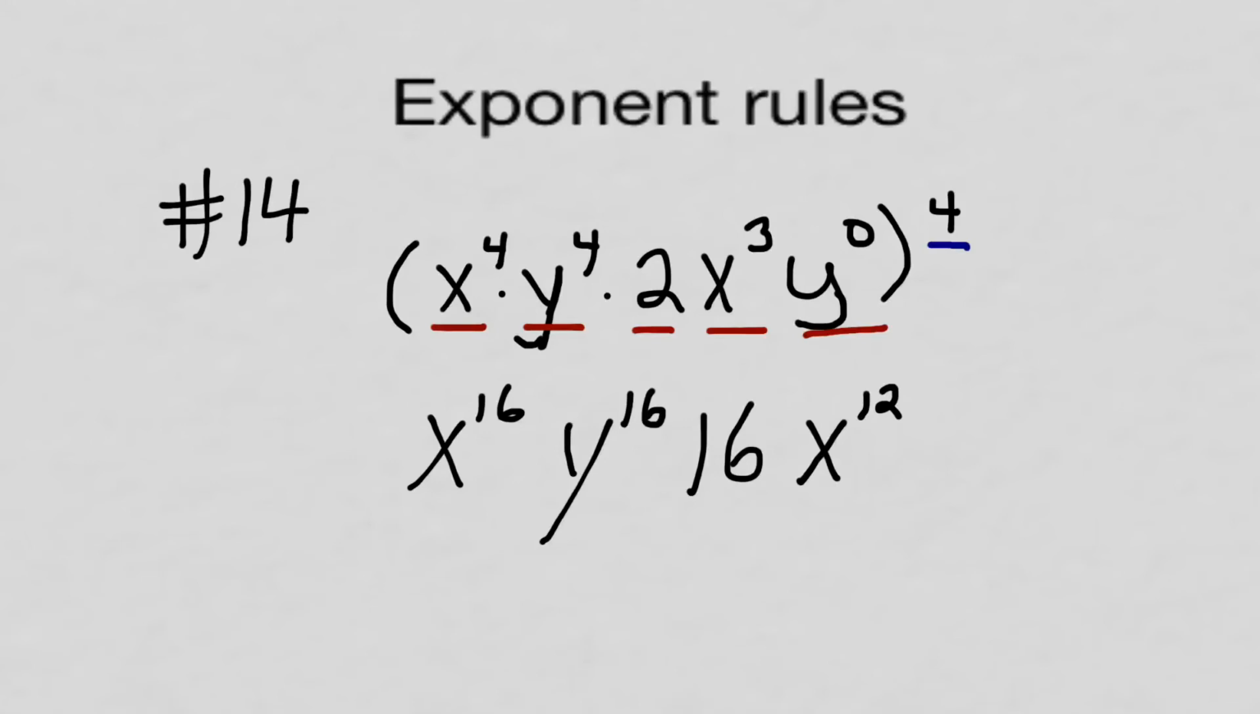Let's put this in the proper order, the order that you'd probably see it in textbooks. You'd bring your number out front as a coefficient. x would be next. You've got x to the 16th and x to the 12th. You add those, you get x to the 28th. And you just bring down your y to the 16th. And you're done.